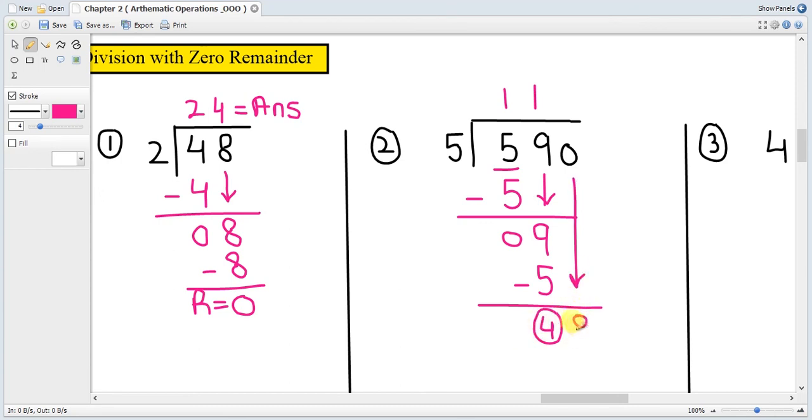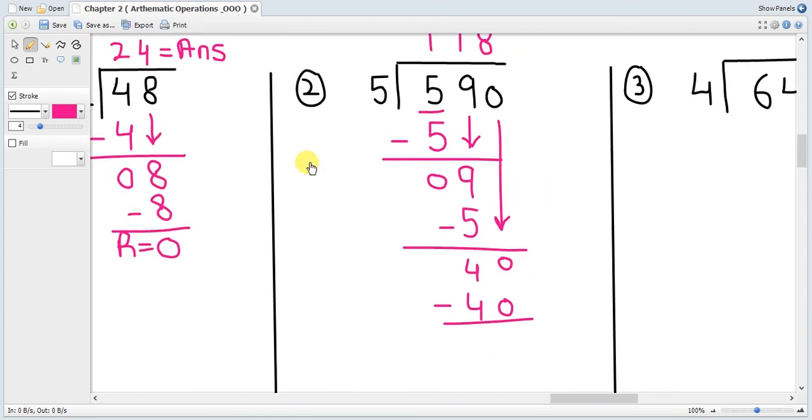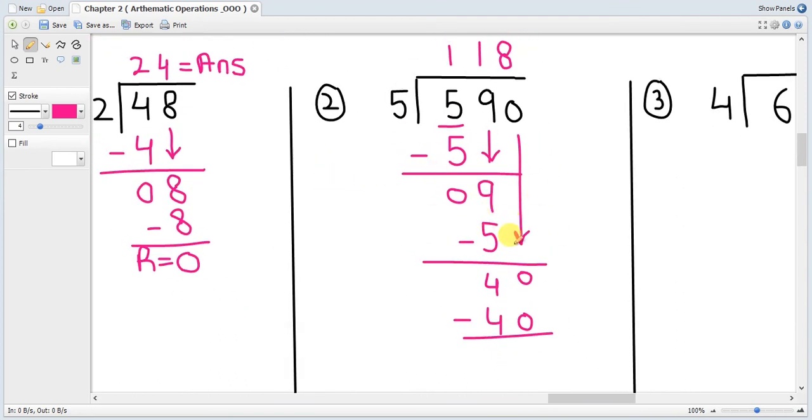Now this number will become 40. So start counting the times table of 5 up till 40 or less than 40. So that will give you 8 times 5 is 40. See, this is the reason I told you to have a good grip on the times table. Without times table it will be very difficult for you to solve division questions. Now simply take away these two numbers, 40 minus 40, that will give you 0. So this 0 is our remainder and this 118 is our answer, right?